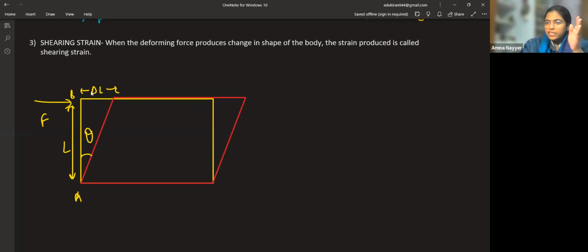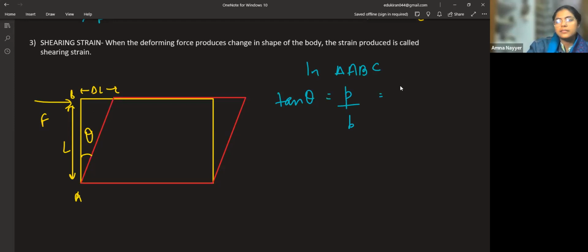Original length was L. The shift that has occurred is delta L. Now see, if we look at this triangle, suppose this is A, B, C. In triangle A, B, C, I am writing tan theta. Tan theta will be perpendicular upon base. So the perpendicular here is BC divided by AB, and AB is the base. So tan theta, what is BC? BC is delta L. What is AB? AB is L, that is the original length.